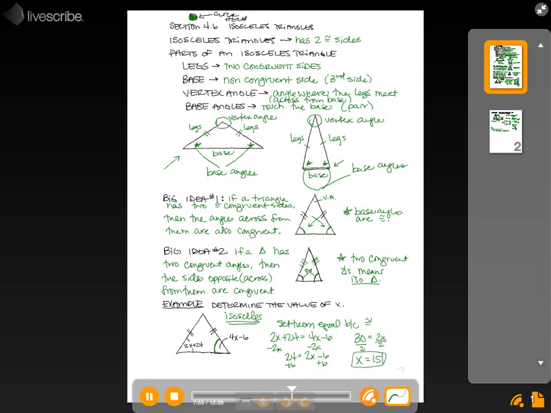The question does not ask us for what the angles are. It asks us for what x is. So we can stop here. We don't have to plug it back in. And that's one example of using these big ideas we have for isosceles triangles. Our second example is a little different.